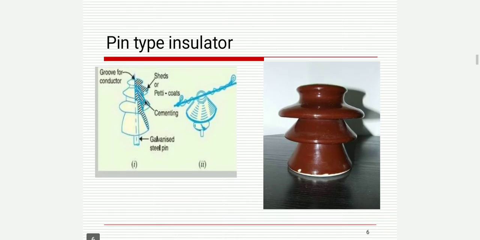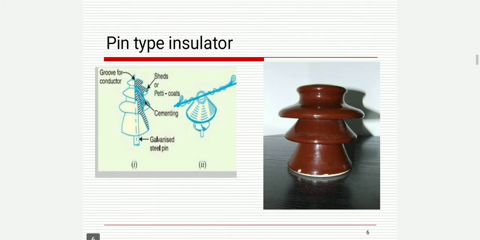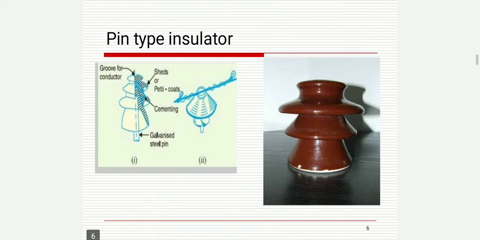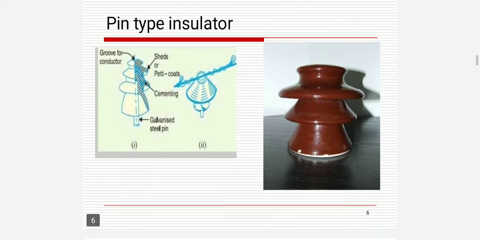Now this is the slide which gives you the diagrammatic representation of a pin type insulator, where the pin type insulator consists of a groove or a hook present on the top of it, which is used to place the conductor in it, and the other end of the pin type insulator is connected to the cross arm of a tower. This is the structure of a pin type insulator. The main thing you need to know about the pin type insulator is that it can be operated up to 33 kilovolts. Beyond that, the operation becomes uneconomical.